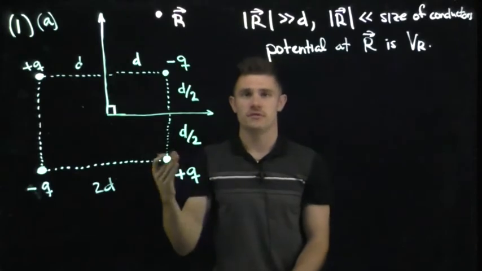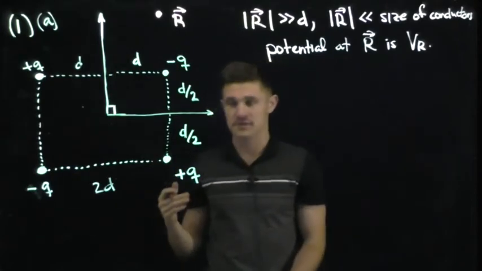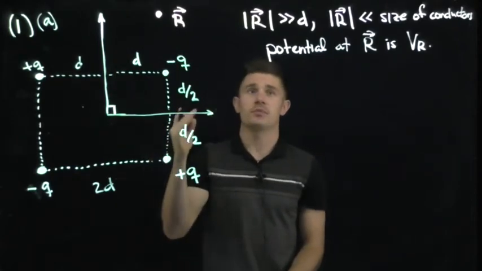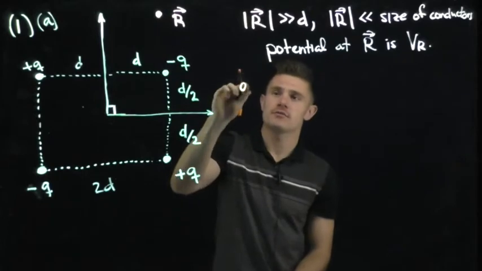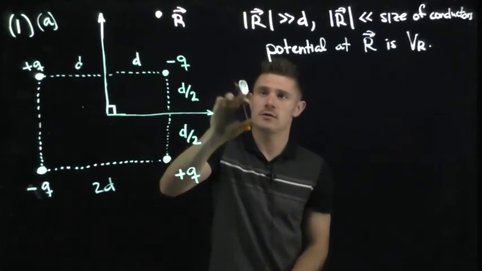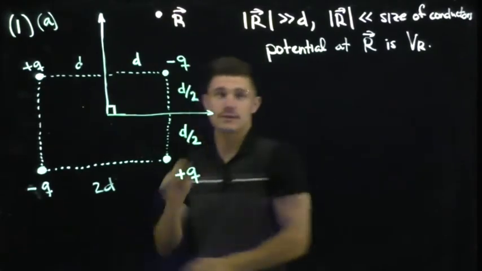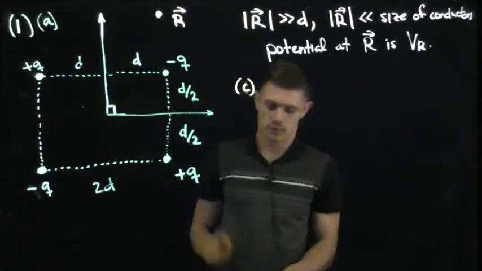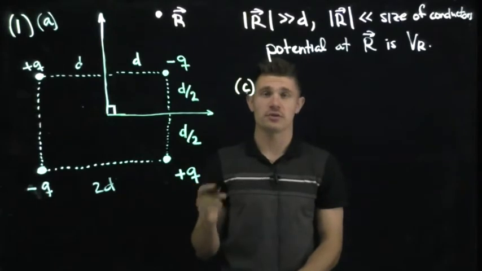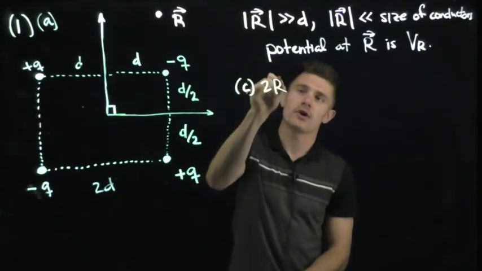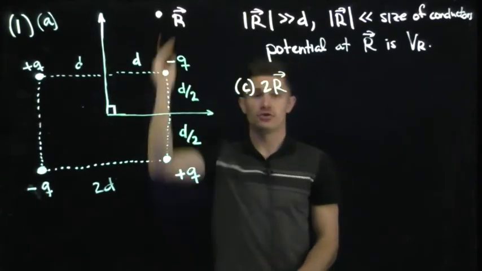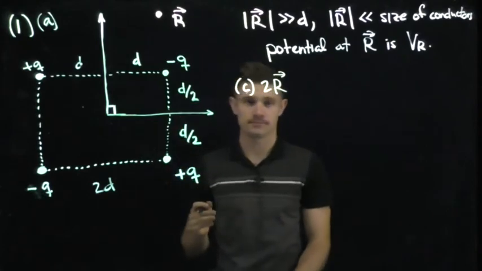So that's the conditions on the point R, and the potential at this point R is just some general V of R. Now what it wants us to do is it wants us to find the potential at, so this is part C, it wants us to find what is the potential at the point 2r. So we're not at r, we're at 2r, a distance 2r away.